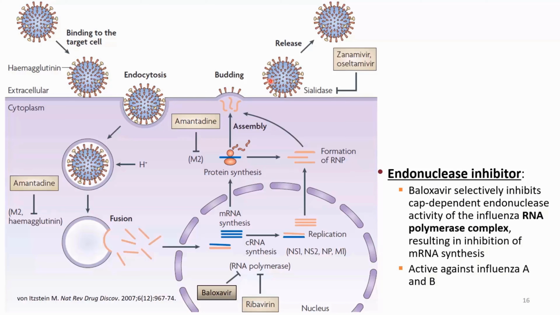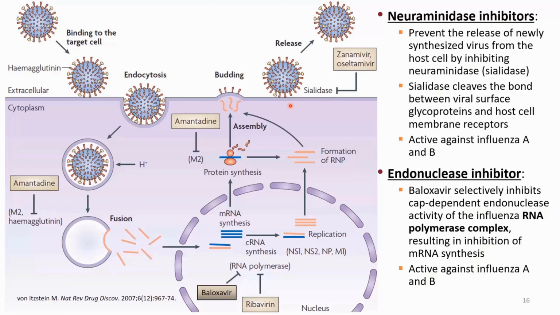The final step is the release of the mature virus, and because again the hemagglutinin is bound to the cell receptor through sialic acid binds, it actually needs sialidase, or another name for it is neuraminidase, to actually cleave that bind to let go of the virus. So because that sialidase or neuraminidase is extremely important for the final step of releasing the mature virus from the host cell, we have a class of drugs called neuraminidase inhibitors such as oseltamivir and zanamivir, which actually prevent the release of newly synthesized virus from the host cell by inhibiting sialidase or neuraminidase.